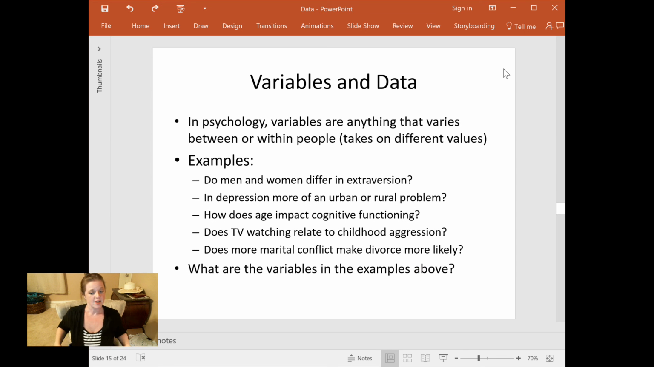So let's look at some research questions and make sure we can identify the variables and think about whether or not they are qualitative or quantitative, right? Are they group-based variables or are they high to low variables? So, do men and women differ in extroversion? Well, man versus woman, not a very inclusive research question. I don't even have an other category on there for people to choose. What is wrong with me? Do men and women differ in extroversion? Well, men versus women, that is a qualitative, categorical, group-based variable.